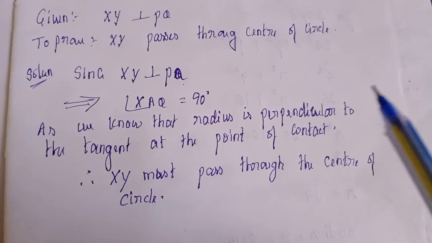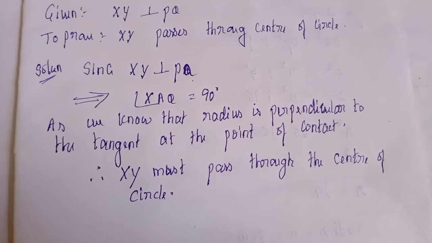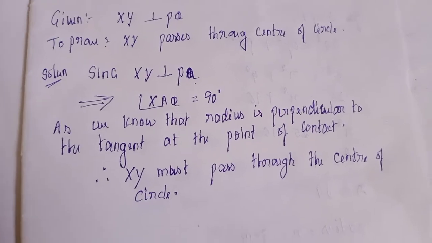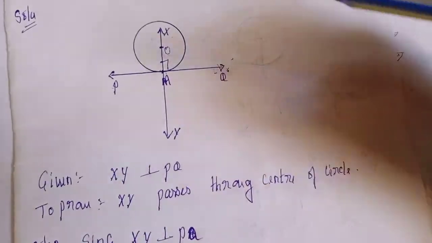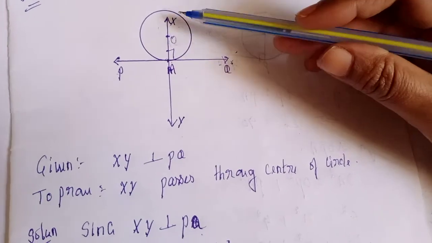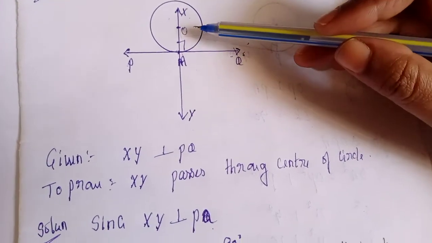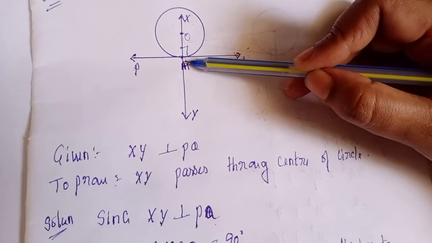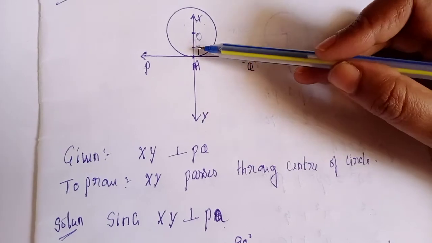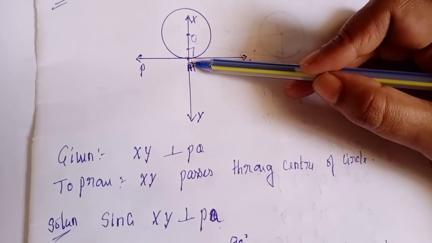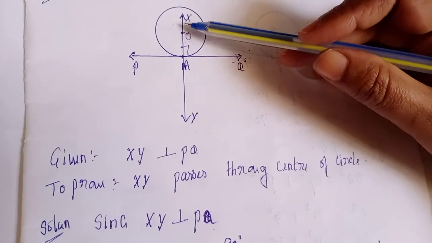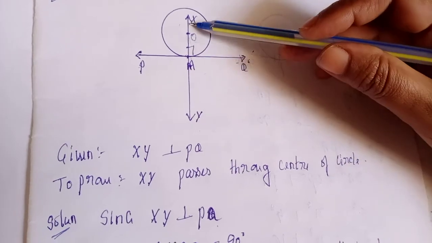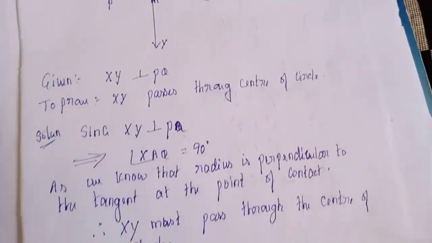So you can write one line here. As we know, the radius is perpendicular to the tangent at the point of contact. Therefore, XY must pass through the center of the circle. So orally we can conclude that. When XAQ is 90 degrees, and the radius is perpendicular to the tangent at the point of contact, and we have drawn the perpendicular line passing through the point of contact, I can conclude that the center of the circle must lie on this perpendicular line. Hence, I can prove that this perpendicular line passes through the center of the circle. Thank you, children.